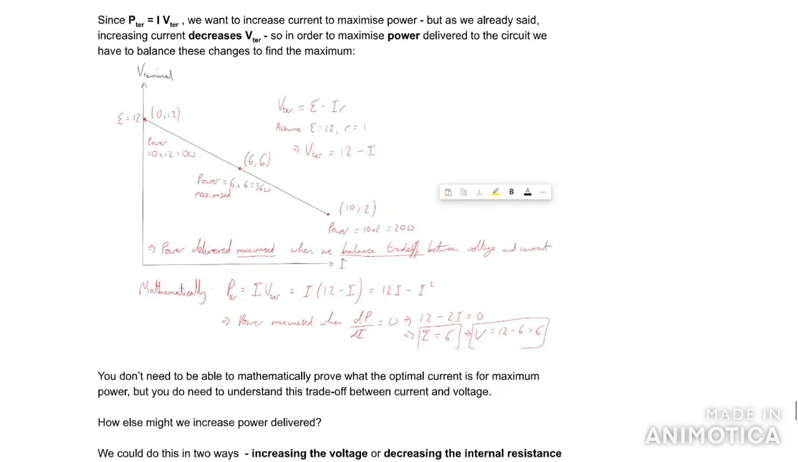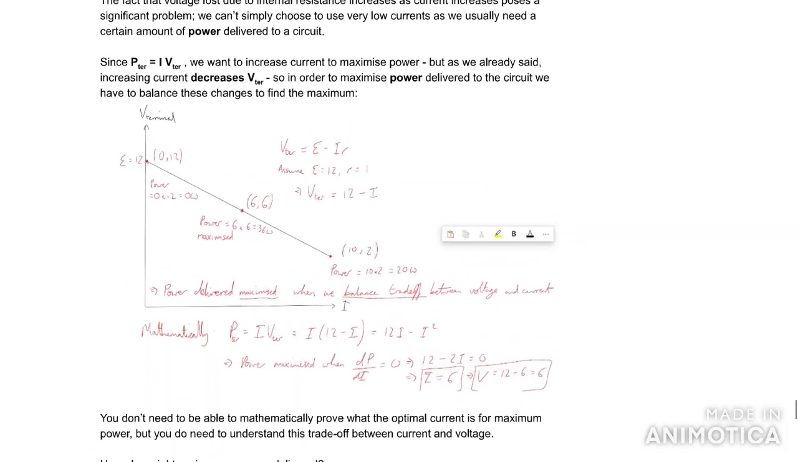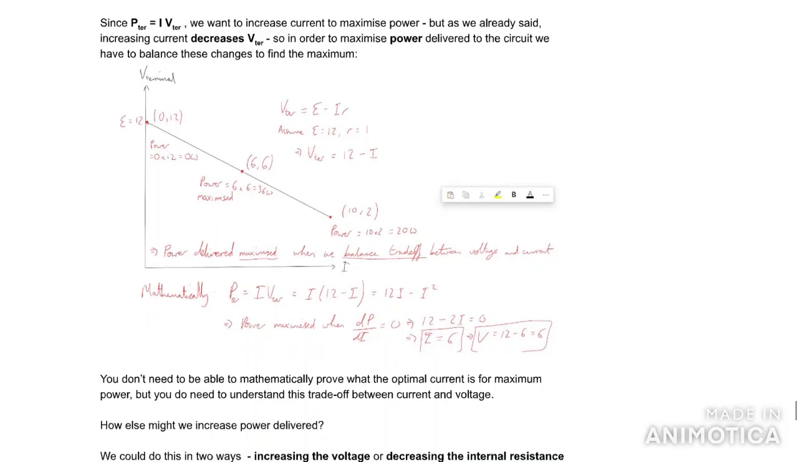And so in order to maximize the power delivered to a circuit, basically what you want to do is find a happy medium between current and voltage. You don't need to know the maths behind this, but it's useful to understand the fact that there's this conflict. You want to deliver higher power to the circuit, but the higher the current you use, the lower the voltage goes, and so it's sort of these trade-offs. So that's just the general thing you want to understand.